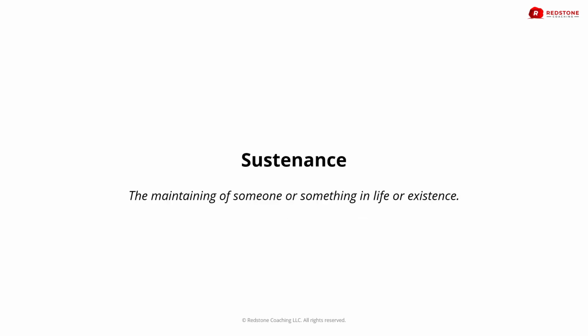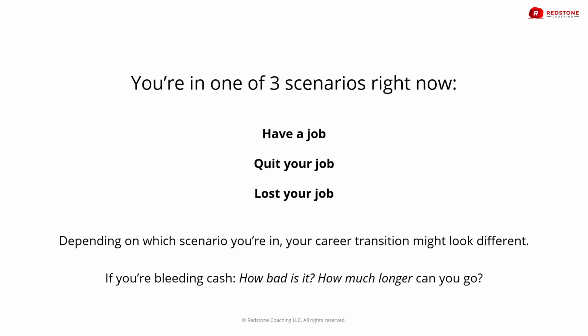So your job, your career is very similar. You need to have sustenance first before you ever try to obtain something else. Sustenance is the maintaining of someone or something in life or existence. So where you currently are right now in your professional career, you're in one of three scenarios. You either have a job, you recently quit your job, or you lost your job.